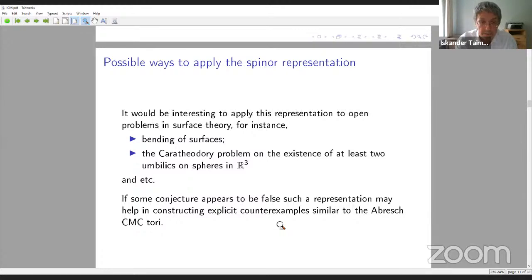Also, in another interesting case, if some conjecture appears to be false, such a representation may help in constructing explicit counterexamples. For instance, that was done by Abresch, who constructed the first visible counterexamples to the Hopf conjecture. It was disproved by Wente, who proved that there are CMC tori immersed into R3, and Abresch constructed CMC tori in explicit formulas. And actually, he was one of the persons who involved me in this subject because he was my close friend.